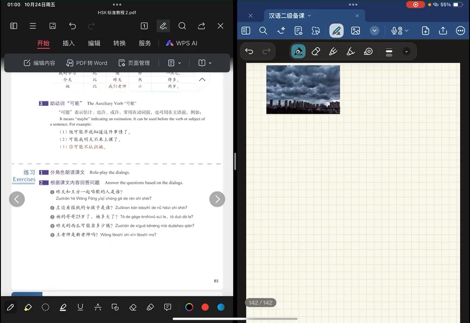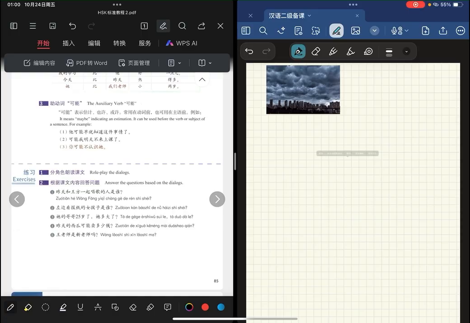And then look at this picture. When we look at this picture, we know the weather isn't good, right? So we can guess and say, it might rain today. Or we can say, it's about to rain.